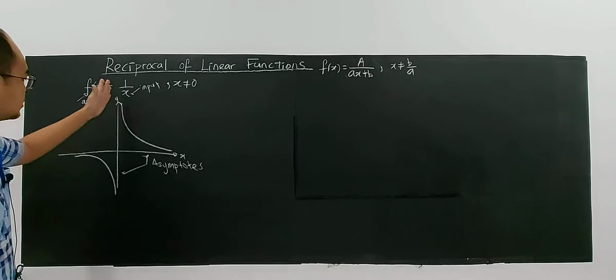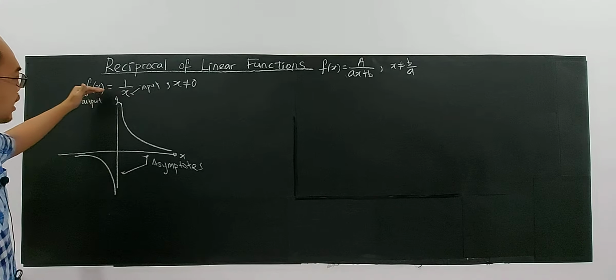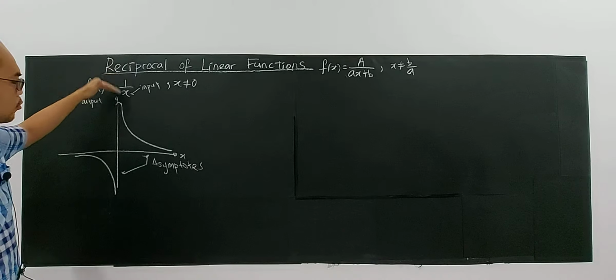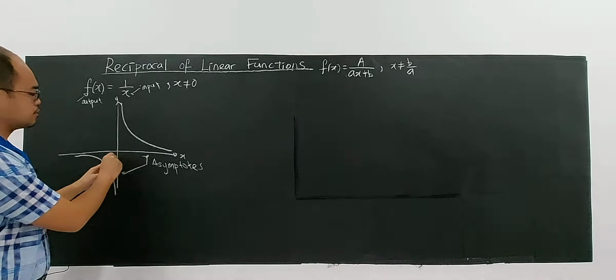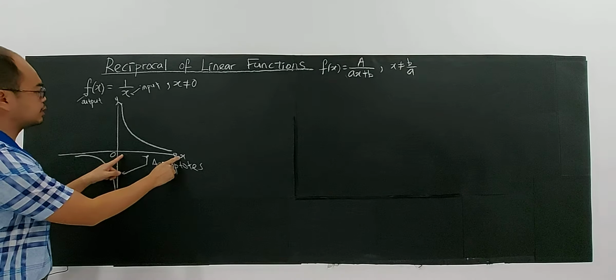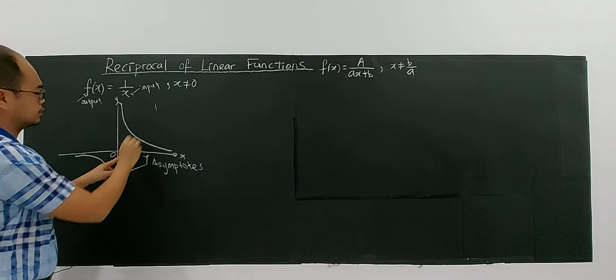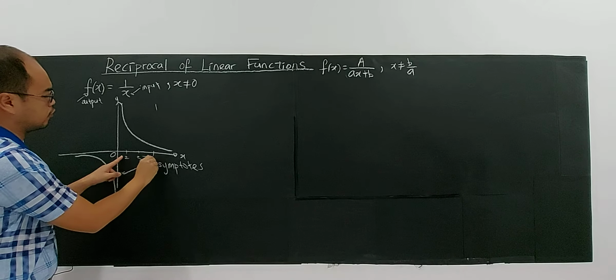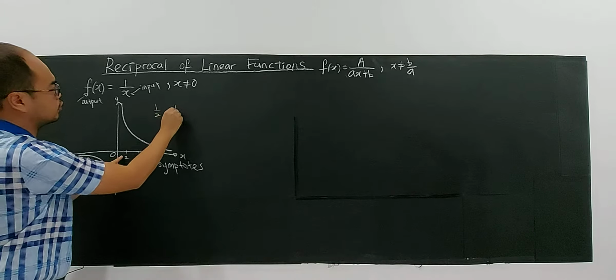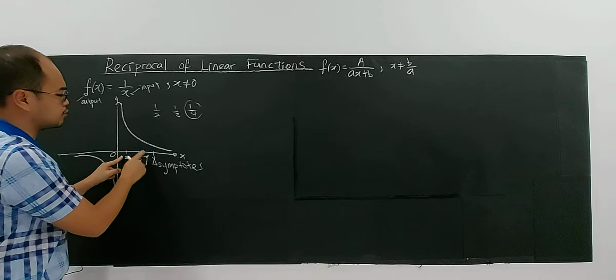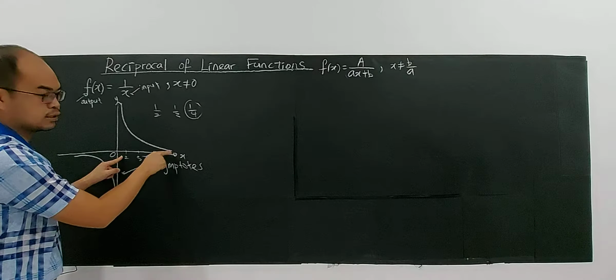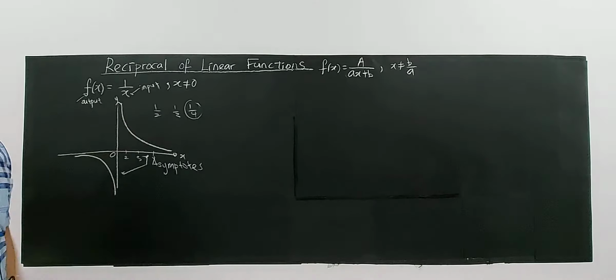So for now, just know the shape of the reciprocal function 1 over x will be this way. Very simple. You can see as the number x gets bigger, say 2, 3, 4, of course 1 over 2, 1 over 3, 1 over 4. As the number gets bigger, the whole thing gets smaller. Can you see? It's getting smaller. These are the properties here.